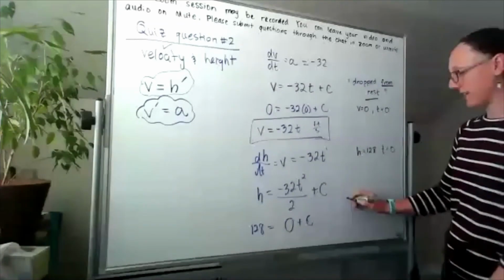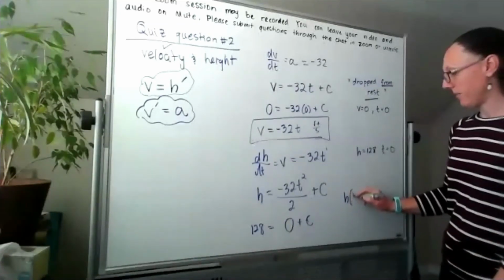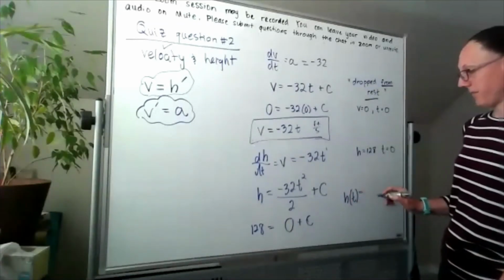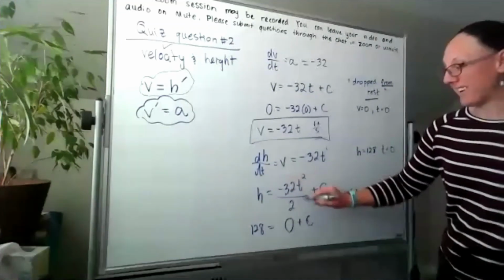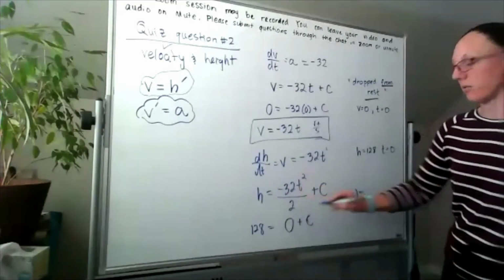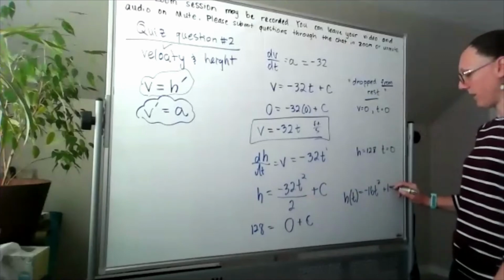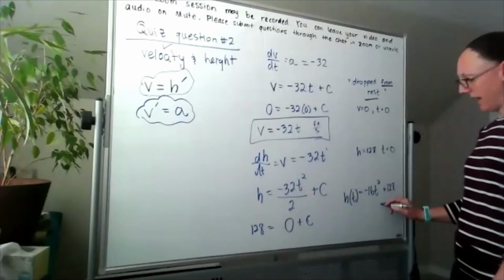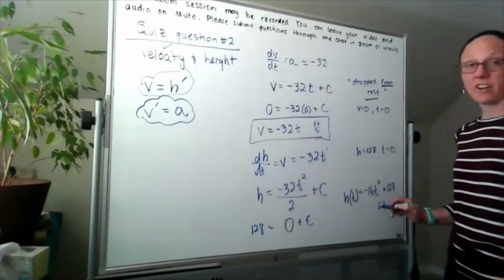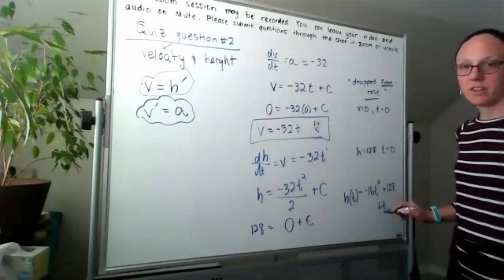So my final answer for the height as a function of time would look like, I'm going to go ahead and simplify this. Negative 32 over 2 would be negative 16 t squared, and then plus the 128. And again, I'm going to include units on here just to make sure that we've got it.